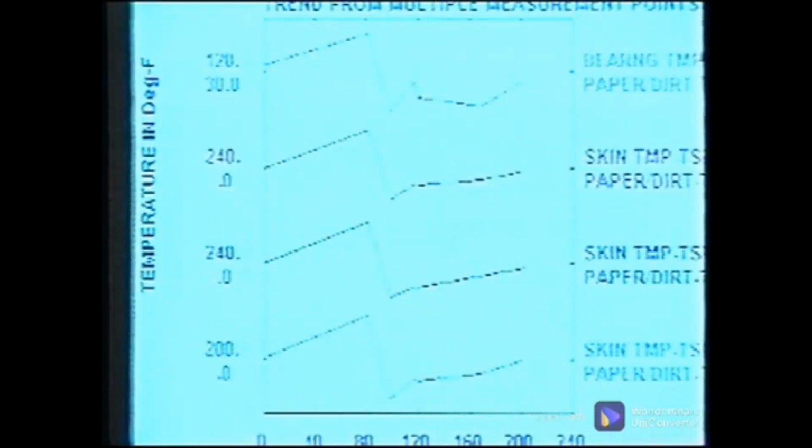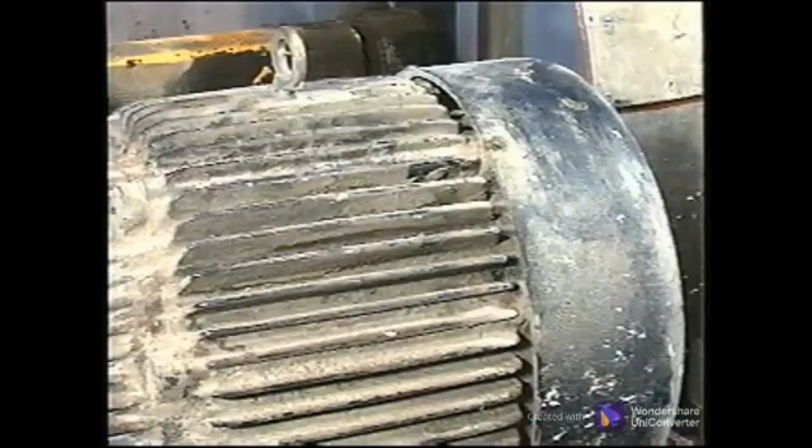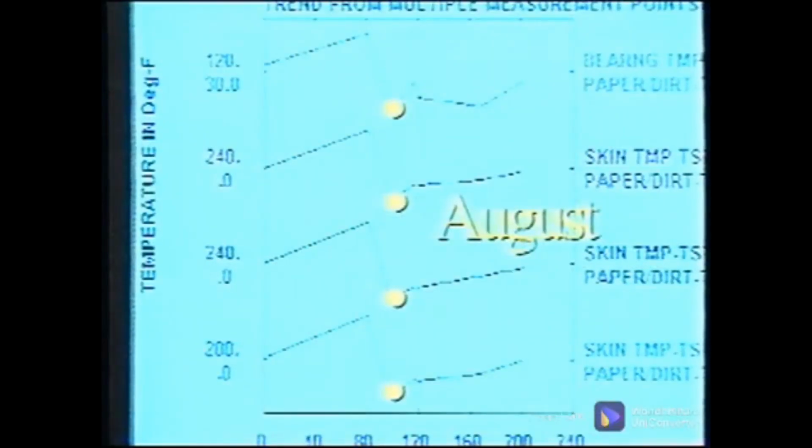This trend plot covers 5 readings over 4 months. The temperature climbed steadily from May through July. After the July measurements were collected, the motor was inspected for airflow. It was found to be restricted due to buildup and was cleaned. The August measurements show the improvements in running temperatures and point to the benefit of tracking these measurements.